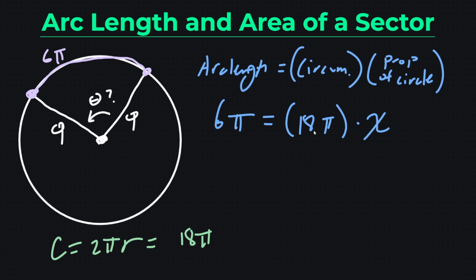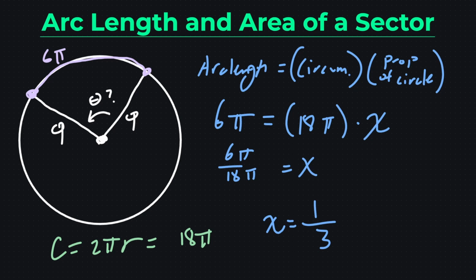Now we solve for x by dividing by 18 pi on both sides. x is now equal to 6 pi over 18 pi. This is going to simplify to x being equal to 1 over 3. So I know that the chunk of the circle we care about is 1/3. We care about 1/3 of the circle. But how do we translate that to degrees or radians?